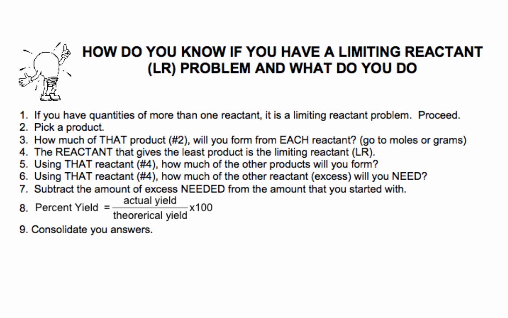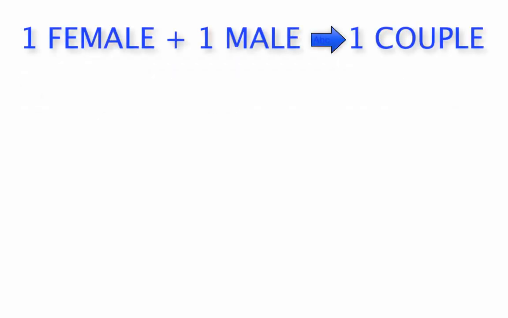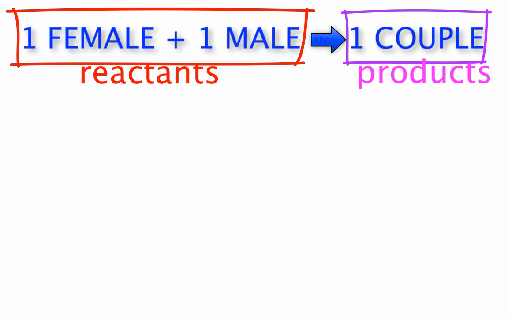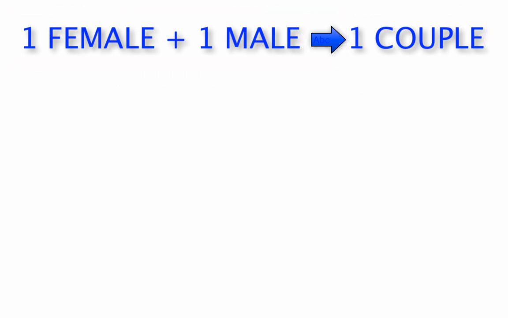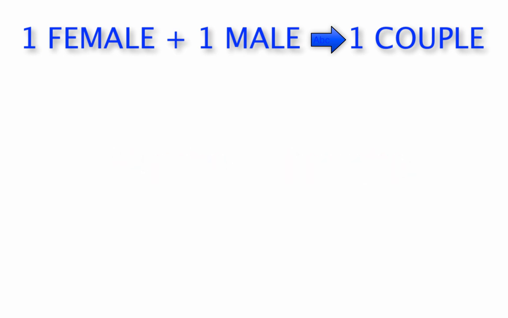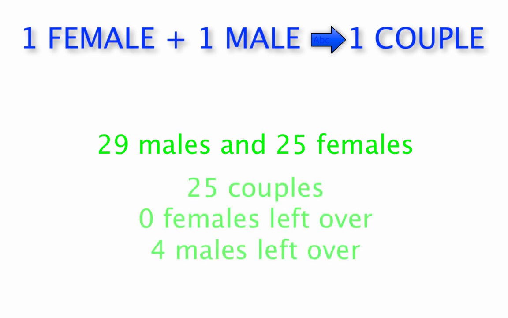Let's give a simple example. Well, first we need a chemical reaction. The reaction is one female plus one male equals one couple. Simple enough, where females and males are the reactants and the couples are the products. As a simple example, let's assume you have 20 males in the class. Then you would have 20 couples. But let's say you have 29 males and 25 females in the class. You can simply say that you will form 25 couples and will have 4 males left over.